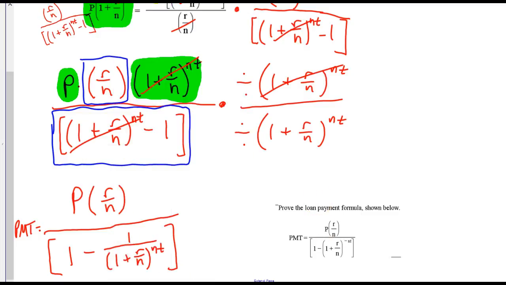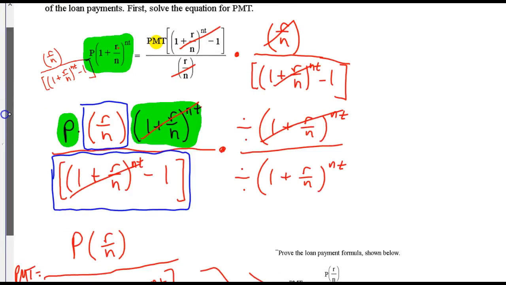So that's just another way to write this piece right here. I could just rewrite 1 over 1 plus R over N to the positive NT. I can get rid of all that. Instead of having a fraction, I could write it as just 1 plus R over N, and then just use a negative power. Alright, and there's what it's asking us to do. So we've proven what they've asked us to do.